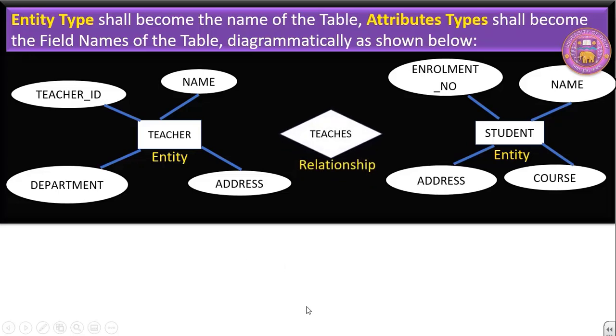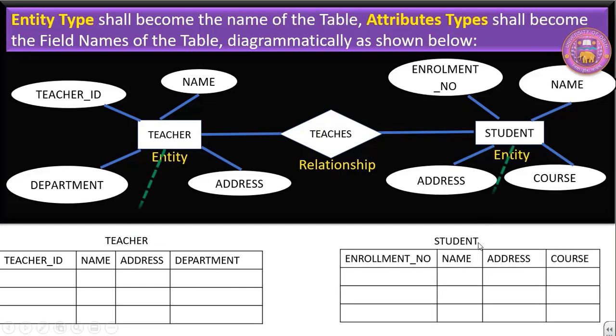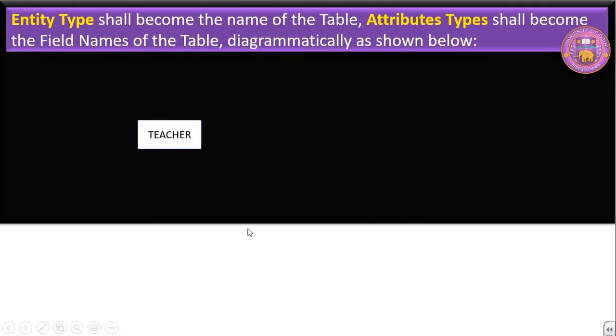Now we can create a relationship between these two entities. And the name of the relationship is teaches. We are going to create a relationship between these two entity types. Teacher teaches student. We have created a relationship between these two entities. Now, teacher becomes the name of the table. Entity type becomes the name of the table. Entity attributes become the fields of the table. Here it is teacher and here it is student. Entity type shall become the name of the table. Attribute types shall become the field names of the table diagrammatically as shown below.